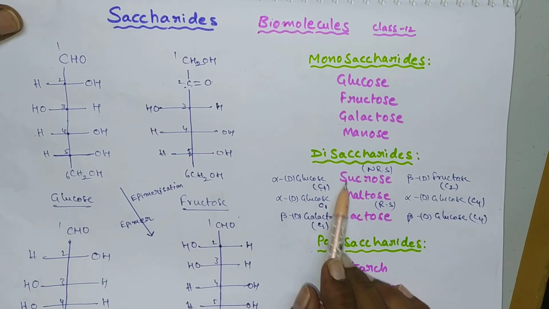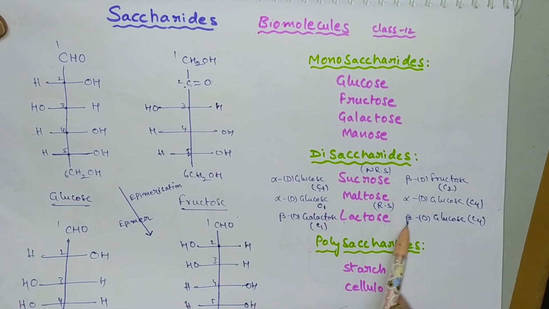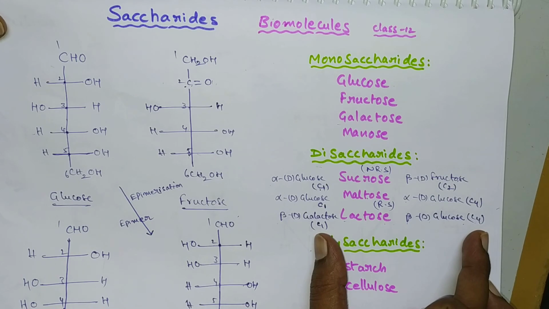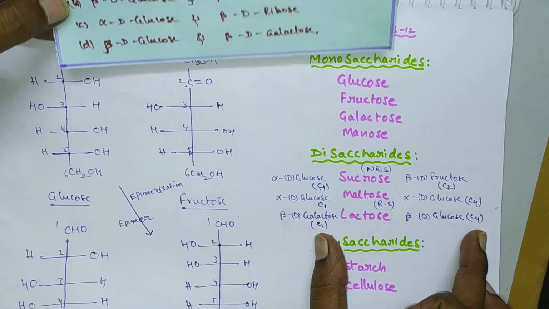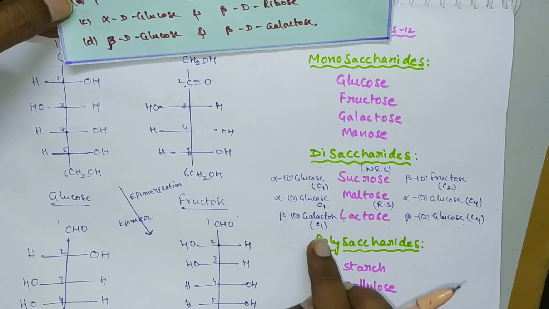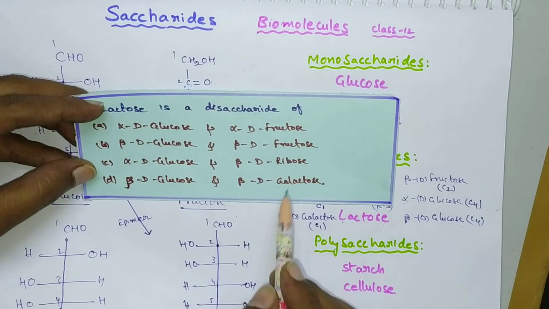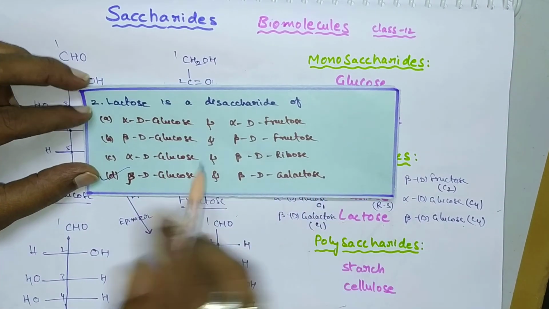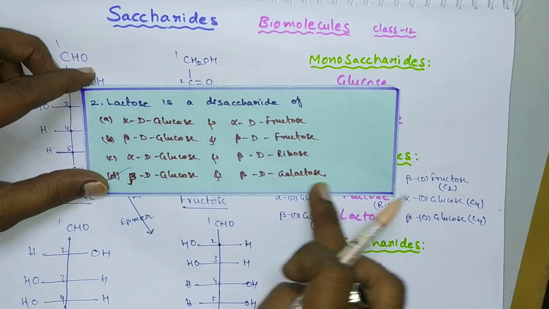So lactose is a disaccharide. It consists of beta D galactose and beta D glucose, and the point of linkage is between C1 and C4. But here he asked only what the monomer units are, so he does not ask about any point of linkage. So here galactose and glucose. The option will be this one: beta D glucose and beta D galactose. Lactose is a disaccharide of beta D glucose and beta D galactose.